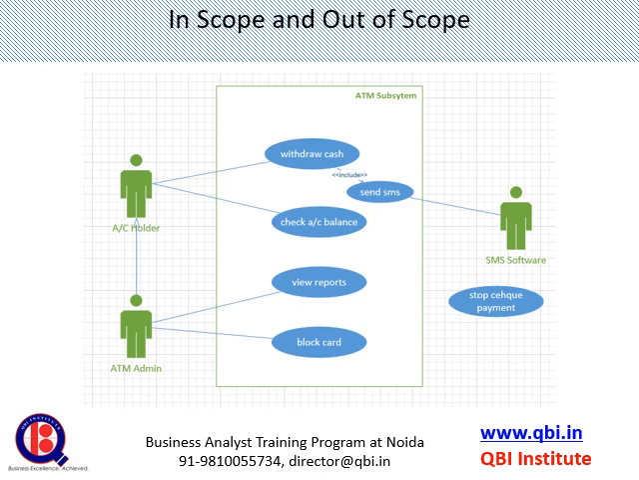So for this ATM system or subsystem in question, the use case stop check payment, which is shown outside the rectangle, is an out of scope use case. That is, this functionality will not be present in the software which will be built. All other use cases within the rectangle are in scope use cases.